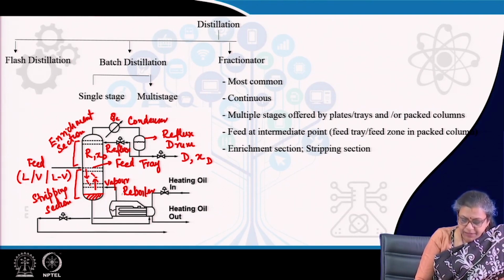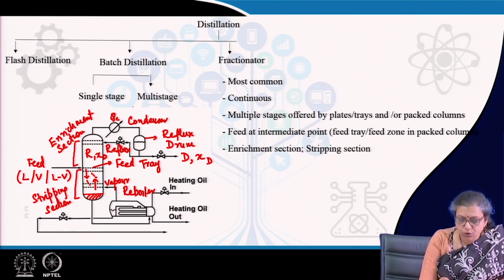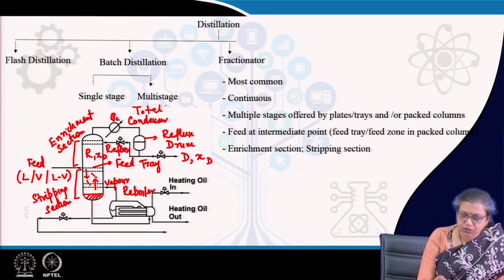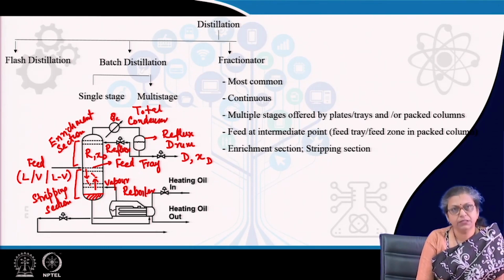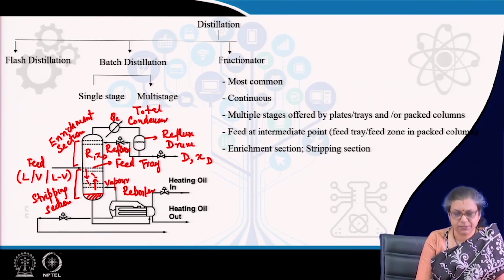In the same way, the vapor which forms in the reboiler is once more introduced here, and that also provides the additional separation. Now, it is important for you to remember that mostly we operate with total condensers. What does total condenser mean? Total condenser means whatever vapor comes, usually the entire vapor, is condensed into the liquid, part of which is sent as reflux, part of which is withdrawn as distillate.